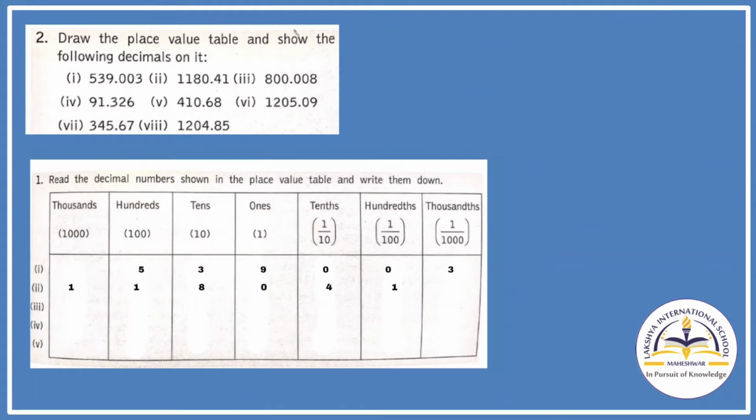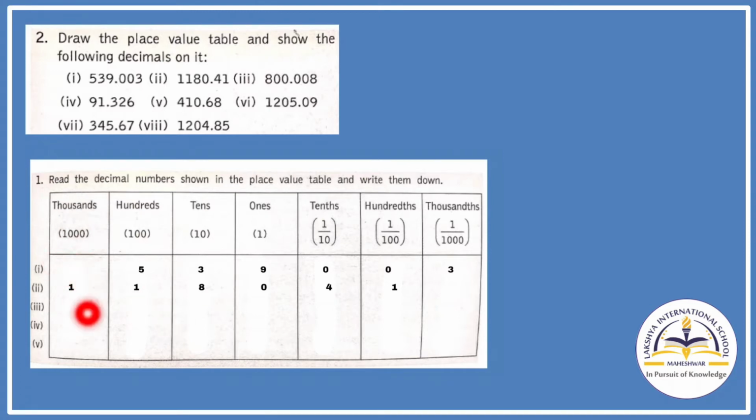Now question number 2. Draw the place value table and show the following decimal on it. Now you have to make the table and then you have to place the value numbers. Okay, now you can see after decimal there is 003. So at tenth 0, hundredth 0, and 3 at the thousandth. Now 539, so 935. At 1000 there is no number, so there will be no number here.